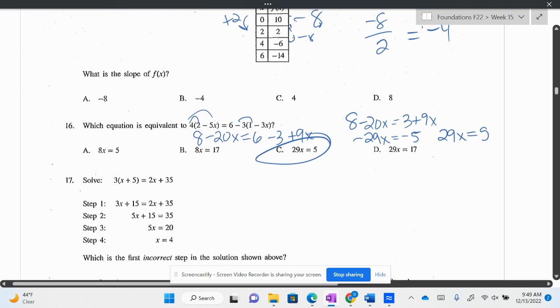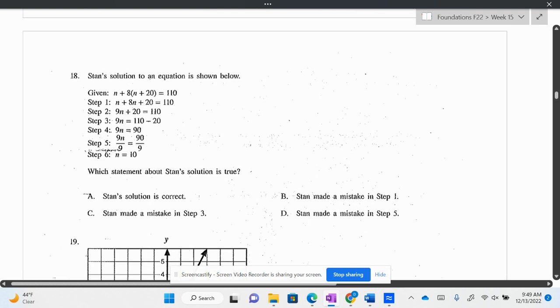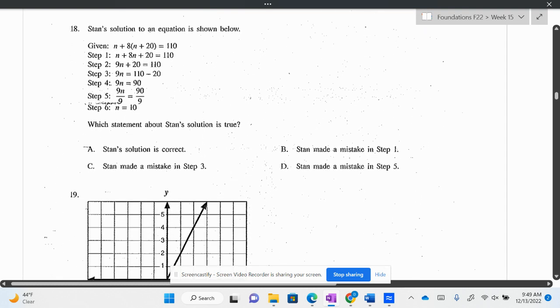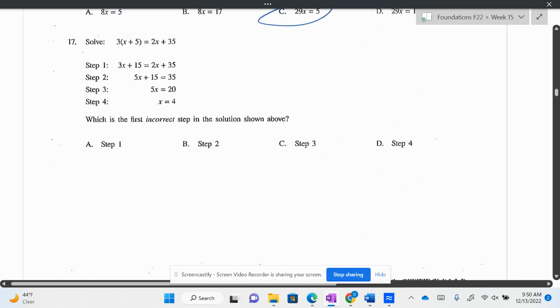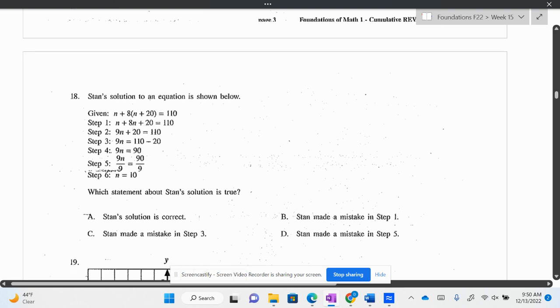All right. You guys can do that one. You are just figuring out if they made any mistakes. So for this first one, number 17, when you move across the river, when you go from one side to the other, remember you have to use the opposite operation. So we should be subtracting 2x from both sides.